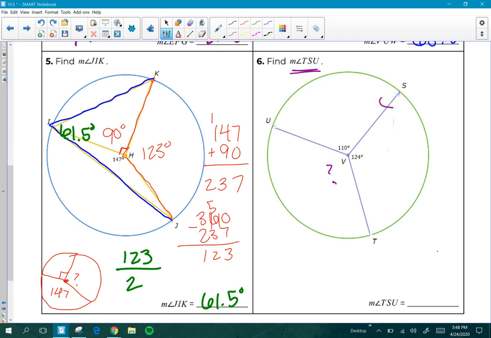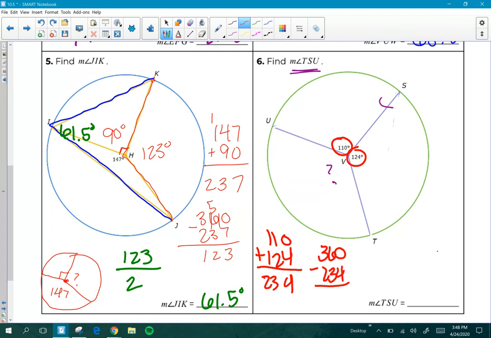So first I have to find the measure of angle TVU. This is the same steps as 10.3. I'm adding what I have. I have 110 and 124. So add 110 and 124, and I get 234, and then subtract that from 360. So I get 126. So now I know this guy. This guy is 126 degrees, right?